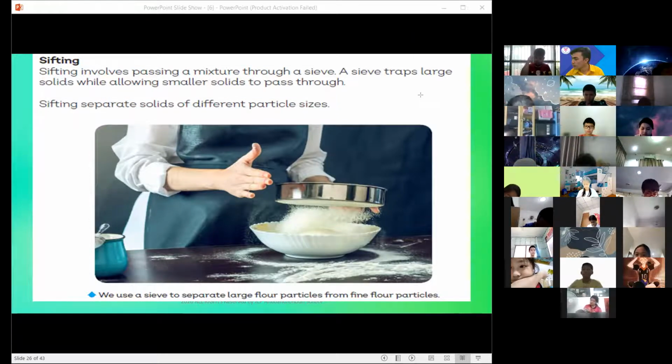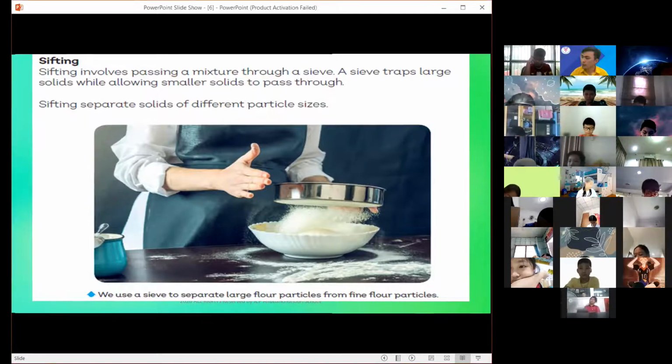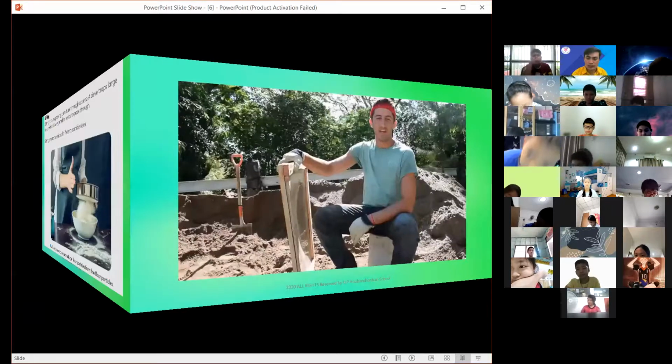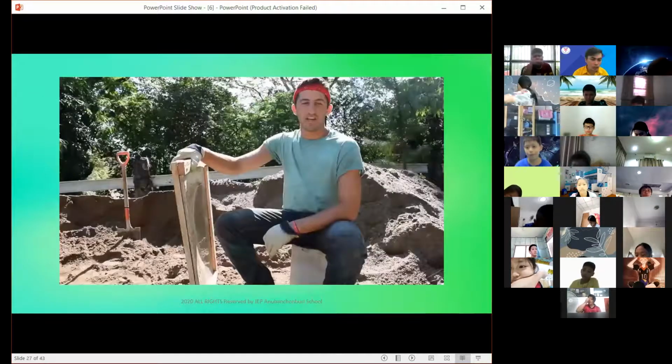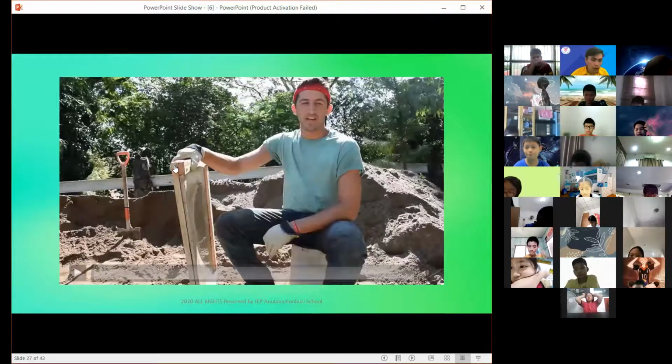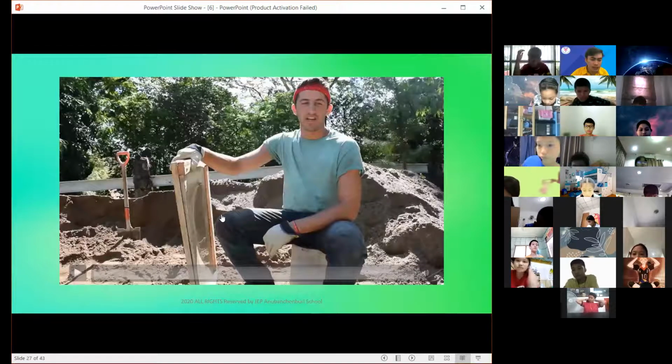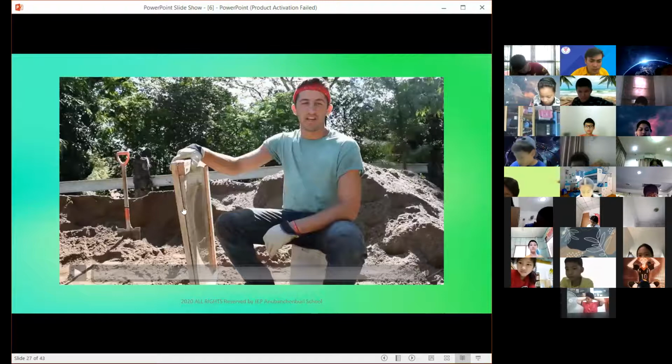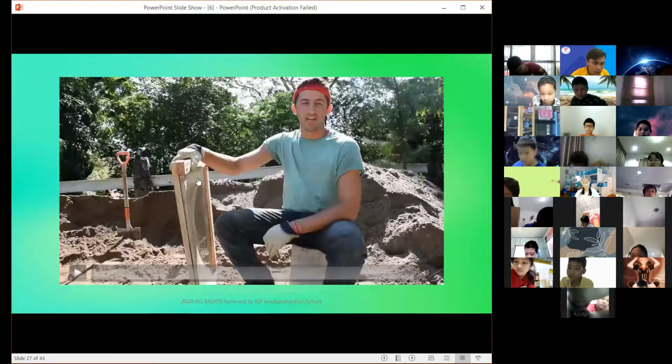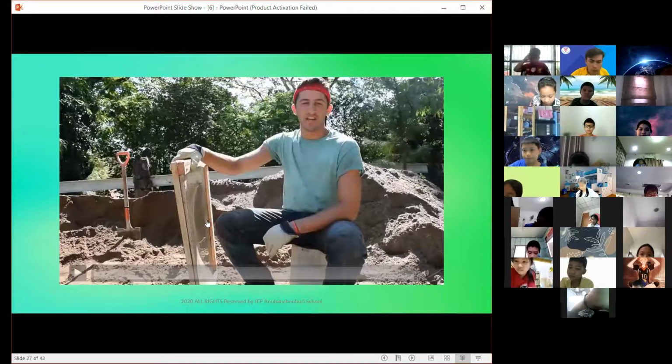Let's take a look at some examples. Some examples are like this. Let's see what this guy is doing. As you can see, he is holding what is this? A sieve, a man-made sieve. I mean, he created the sieve for sure. There are woods and there is a screen as well.